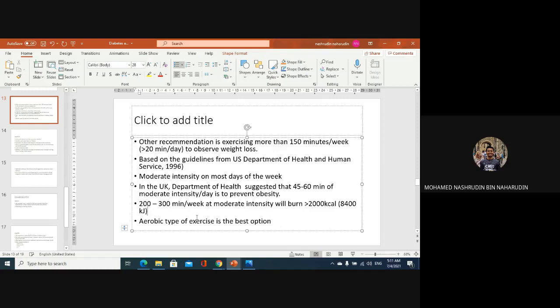So this is just for you, if you couldn't get any device to monitor your calorie burn, this is the equation. Usually 200 to 300 minutes per week of moderate intensity will burn approximately more than 2,000 kilocalorie.